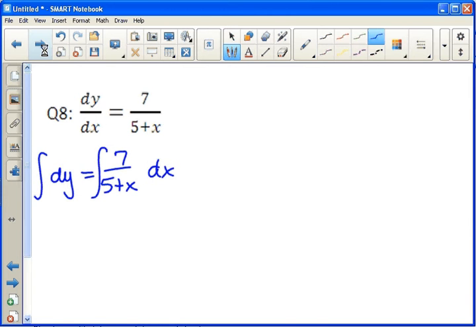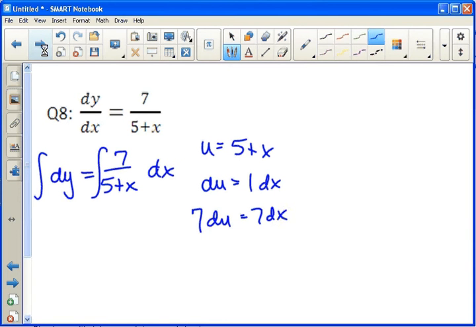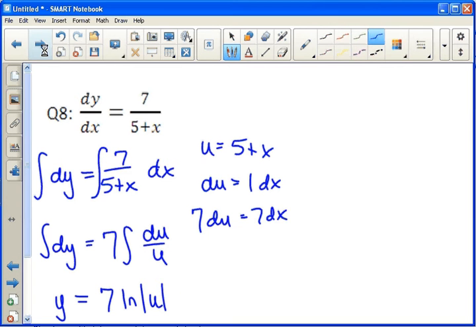The left side's very easy. It's just going to turn into y. The right side, I'm going to need to use u substitution. U equals 5 plus x, and the derivative of that is just 1 dx. But I need 7 dx, so I have to multiply both sides by 7. And I'll get 7 times the integral of du over u. So when I integrate, it's 7 times the natural log of the absolute value of u plus c.